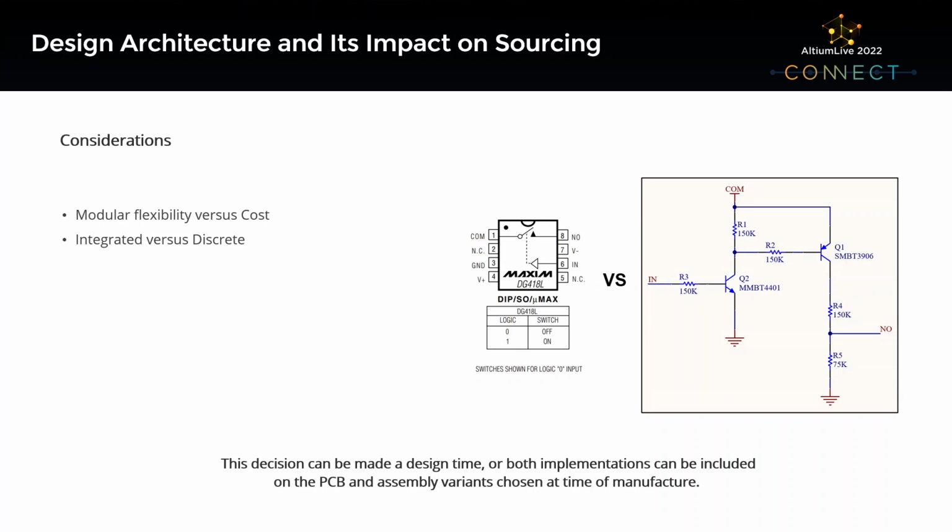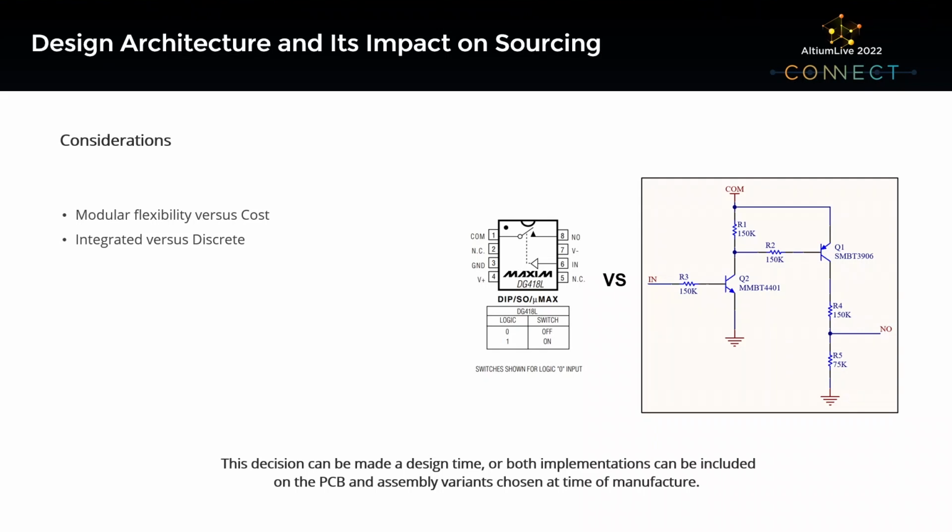It's a great product. And we've got, for the particular application, an actual discrete implementation that fits the bill for that particular application, which was a voltage measuring circuit, as it turns out here. And this decision can be made at design time, or both implementations could be included on the PCB, subject again to any traces hanging in there unpopulated and how that might impact your design or any type of EMI issues or anything like that. But you can include both implementations on the PCB, and assembly variants can be chosen at the time of manufacture.